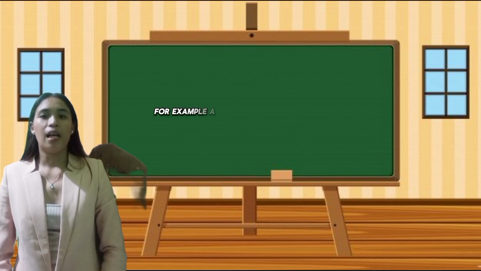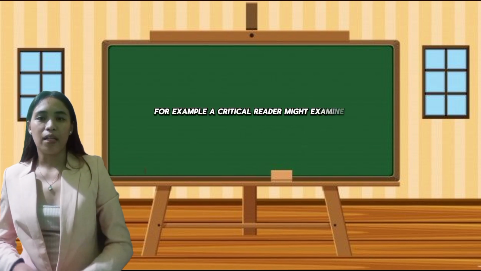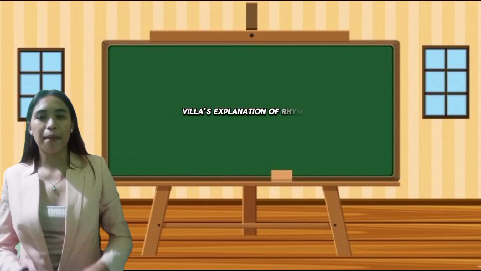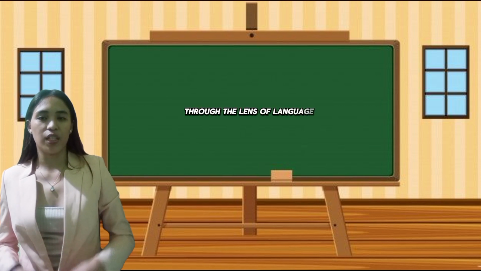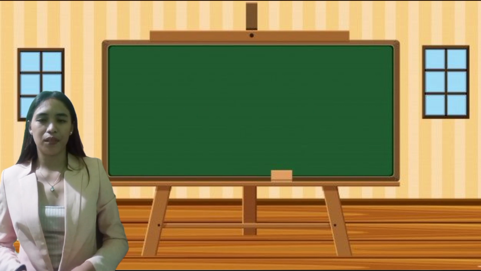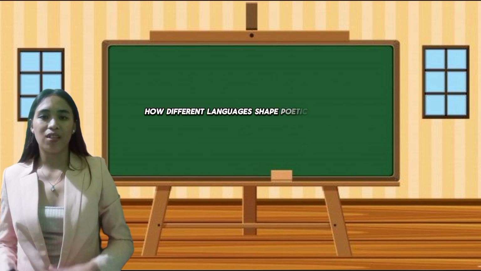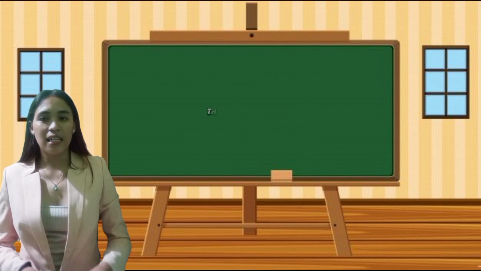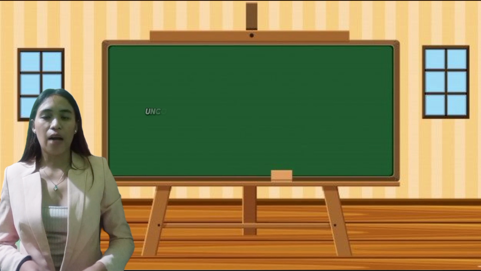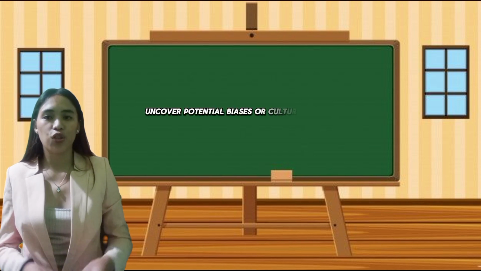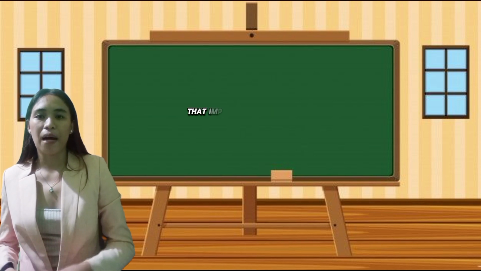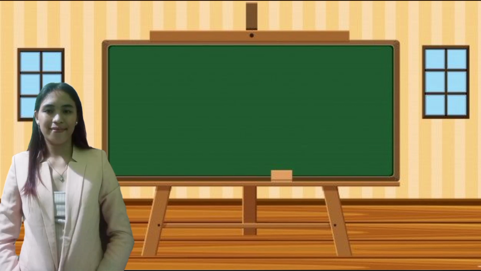For example, a critical reader might examine Villa's explanation of rhyming through the lens of language and cultural identity, considering how different languages shape poetic traditions. This approach helps uncover potential biases or cultural influences that impact the text's meaning.